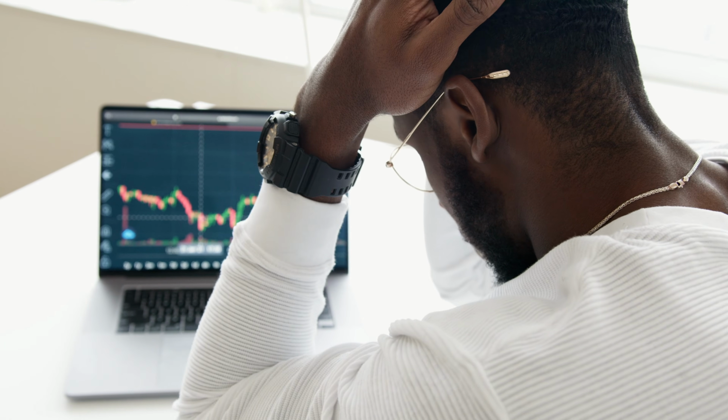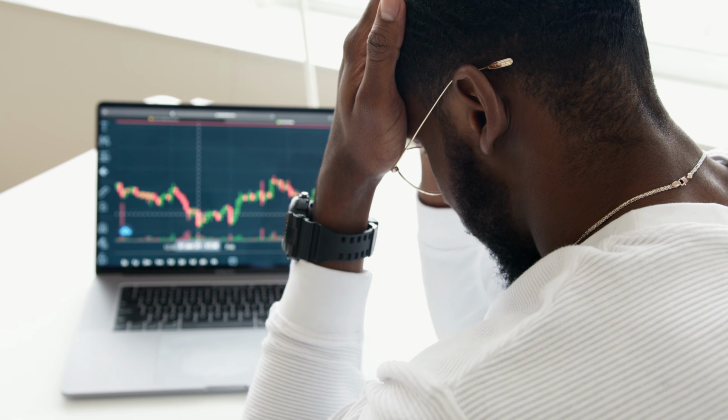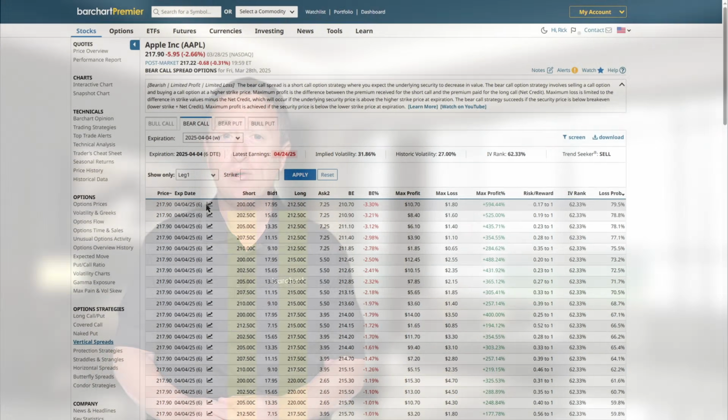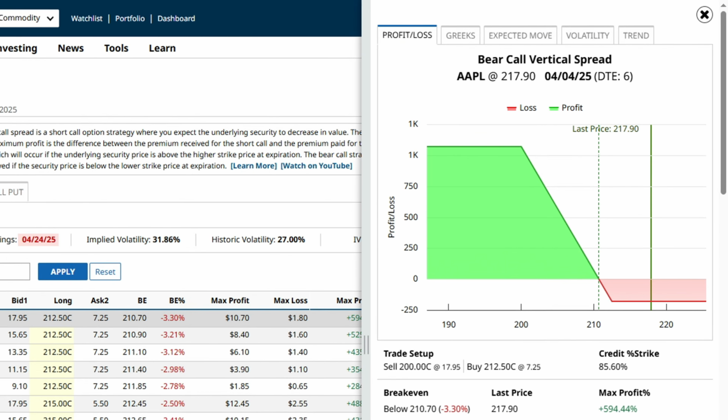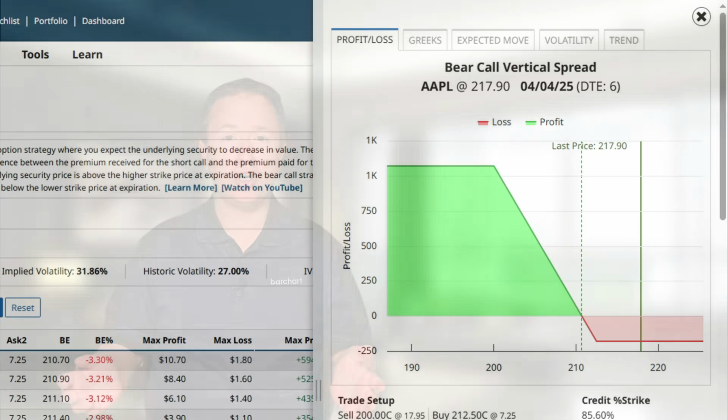Have you ever wanted to sell credit spreads but weren't sure what the numbers might look like? When we use an option screener, we get all sorts of values that go along with the trade, which are fine. But what if we could see them visually before you place the trade? Well, with Barchart, now we can. First, let's cover what credit spreads are.